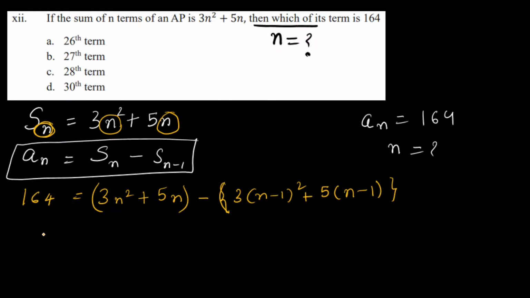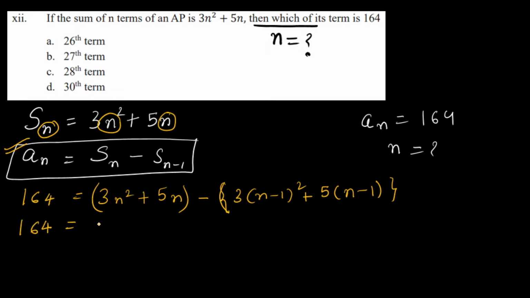You can do this along with me, and I want you people to share your answers before me. Let's see who will do it. This is a simple question, not very difficult. Only you should know this concept: if you know Sn, you can find an with the help of Sn. So I have just substituted the values of Sn and Sn minus 1, writing n as n minus 1. Okay, now let's simplify it.